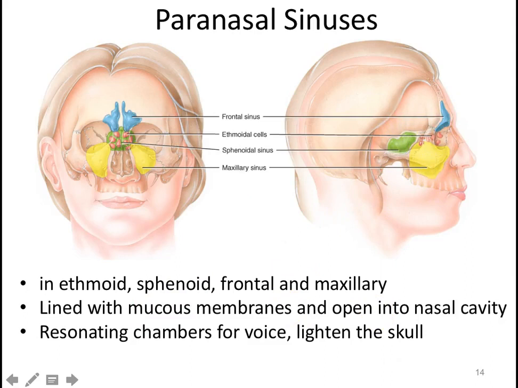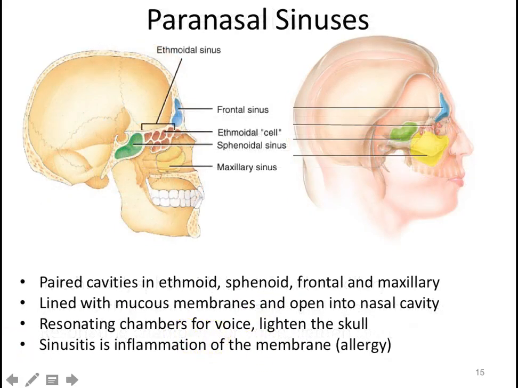Again, that's one of the reasons why you have so much mucus in your nasal cavity when you're sick. They also act as resonating chambers for your voice, and you know this. You sound very different when you're all stuffed up than when you're not sick. So they will affect your voice. They will also help lighten your skull. Your skull is already pretty heavy. You've all had this experience: you're sitting up and you might be dozing off. Which way does your head usually go? Usually forward, right? Your head's actually fairly heavy. So anyway, this helps lighten that a little bit.